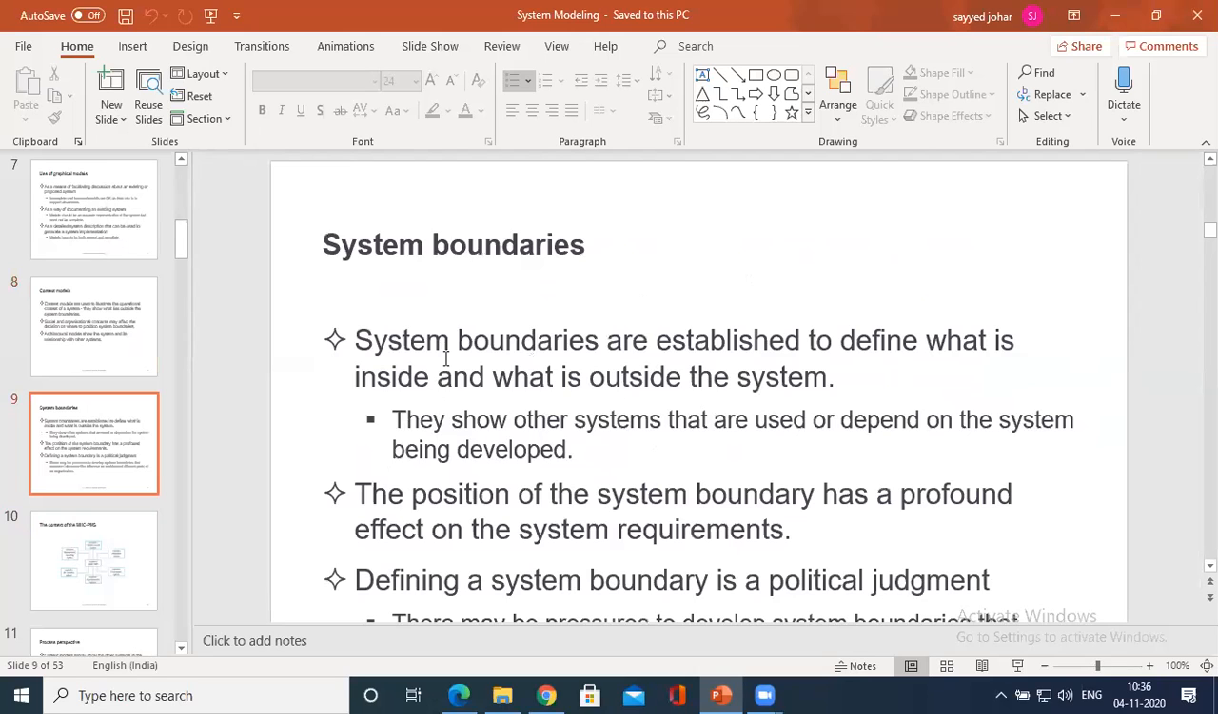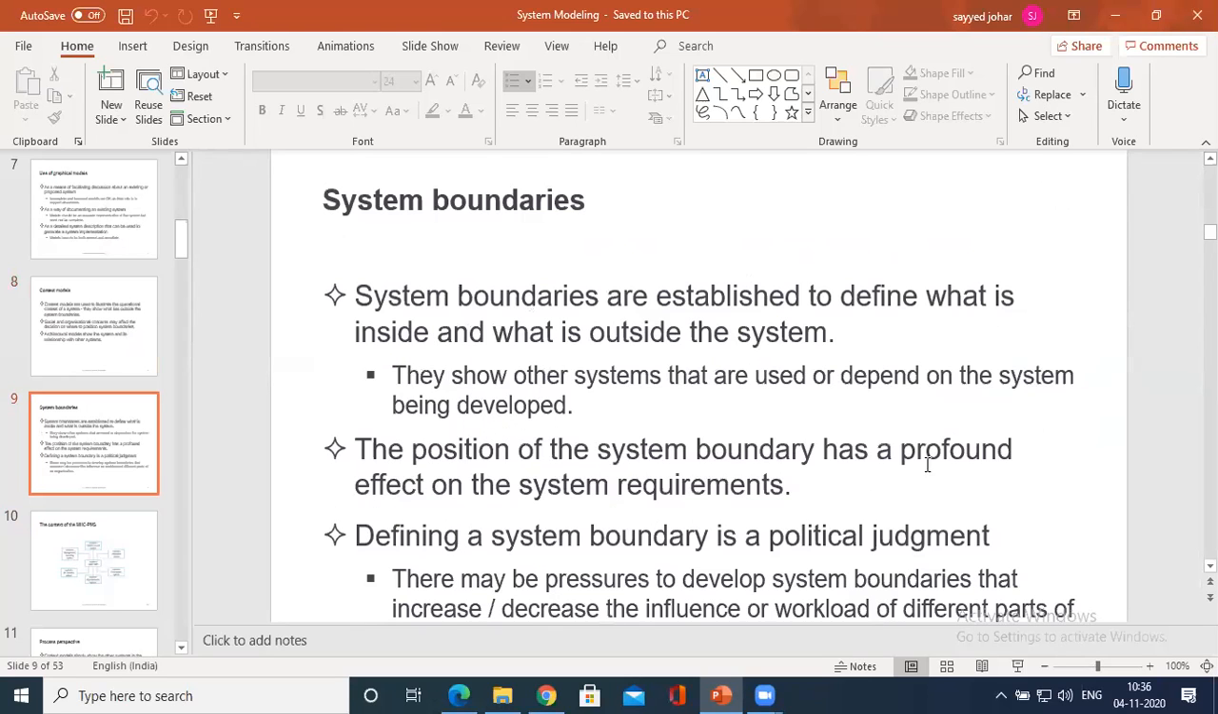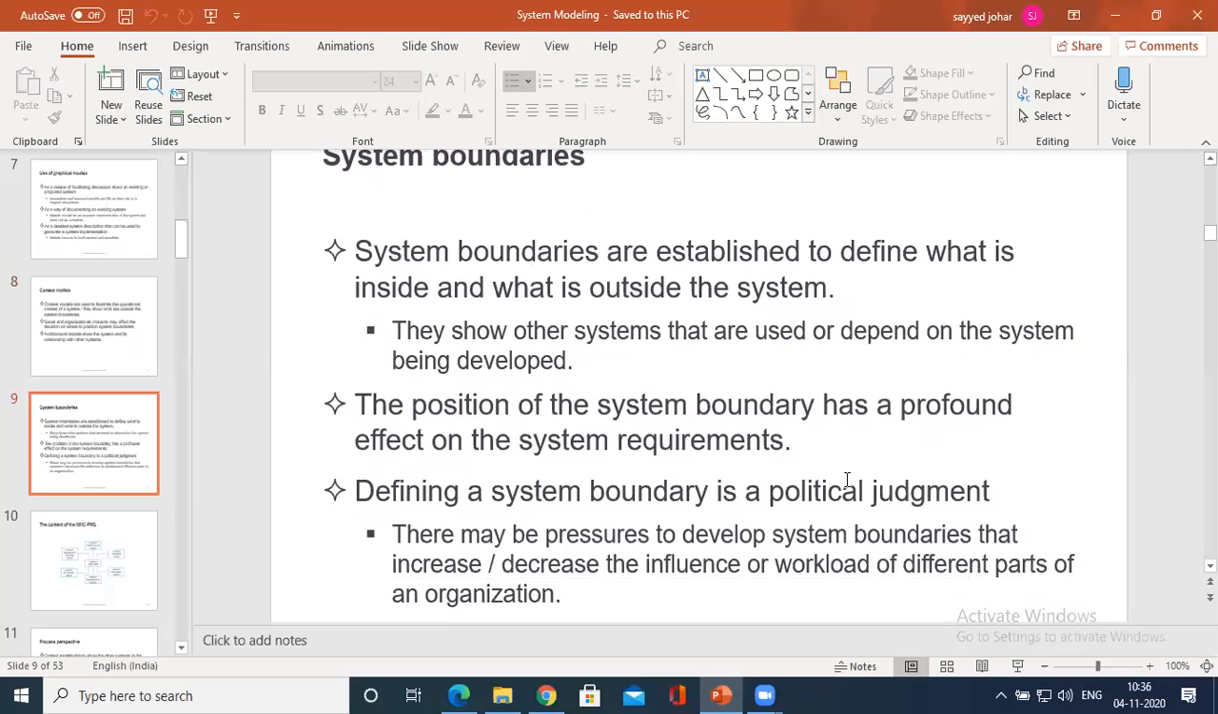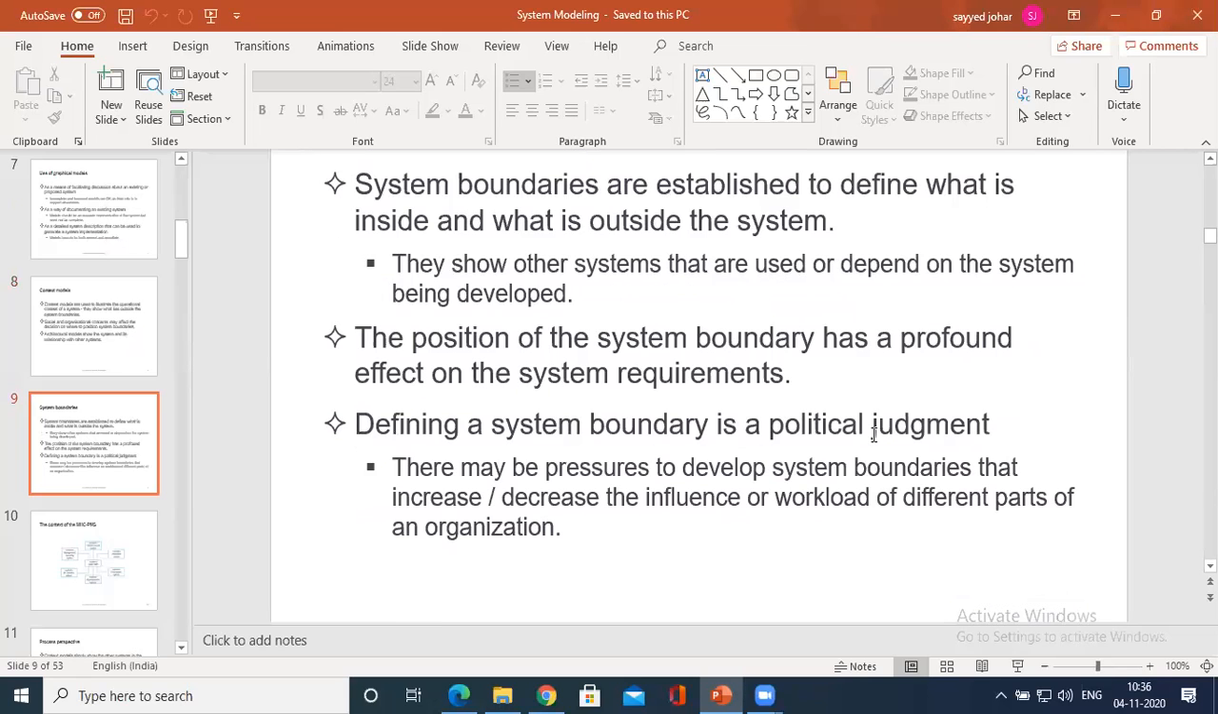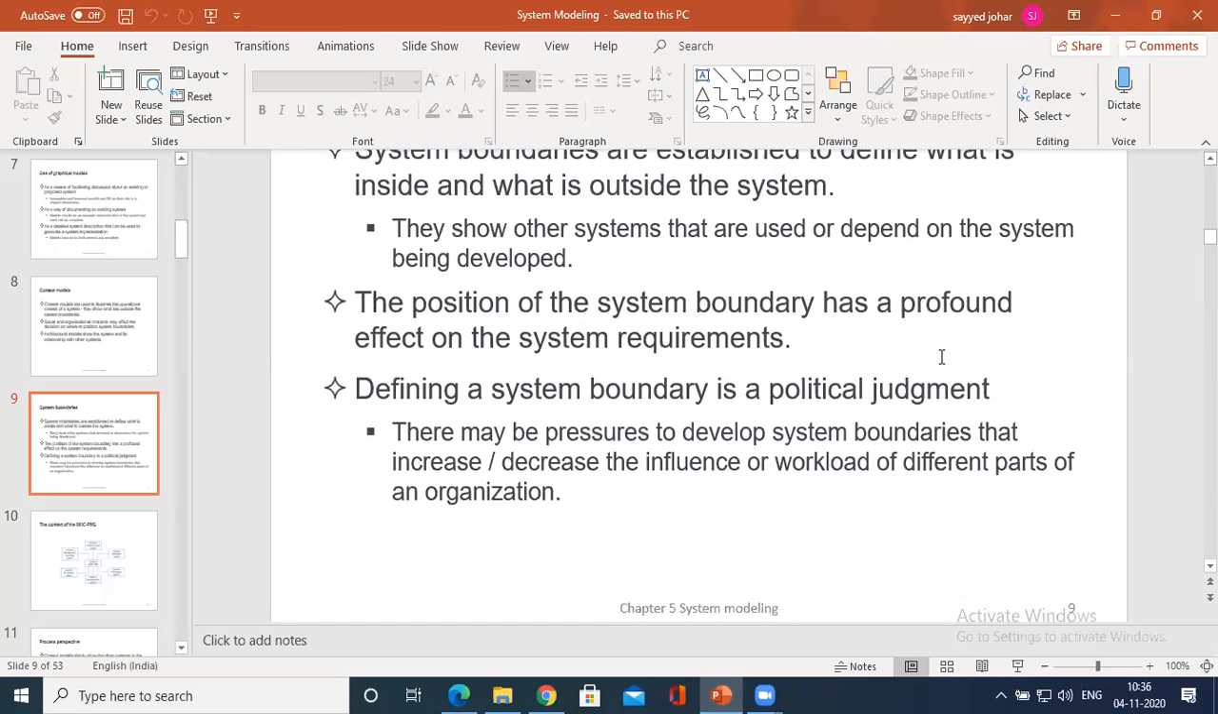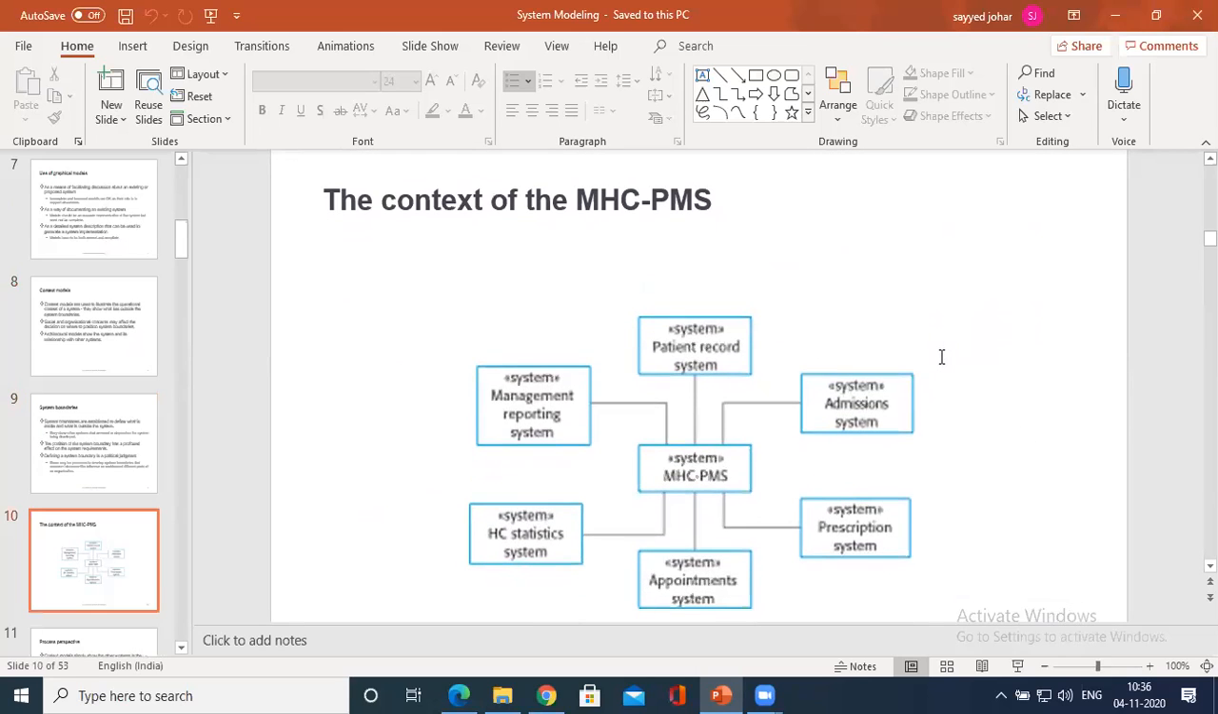So what are the boundaries? System boundaries. He says always system. So what is that particular system? We need to identify. System boundaries are established to define what is inside and what is outside the system. The position of the system boundary has a profound effect on the system requirements. Defining a system boundary is a political judgment. So here is the context of the MHC-PMS system.